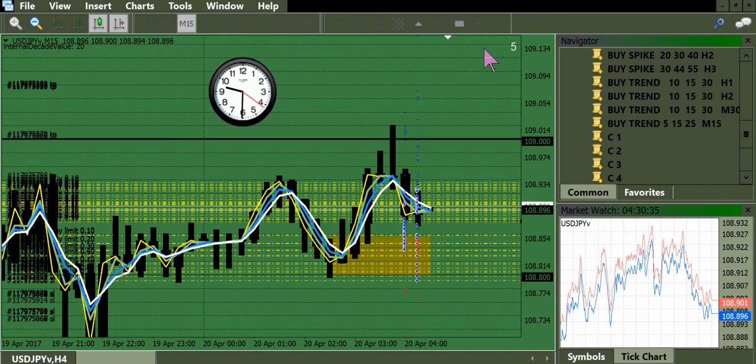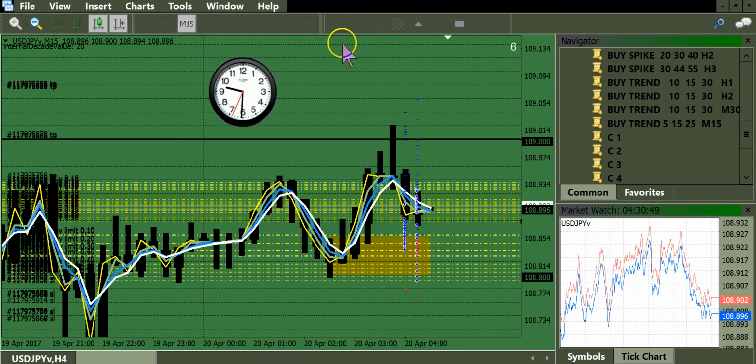But the markets are just too rambunctious. You've got to have the proper sizing for each situation.